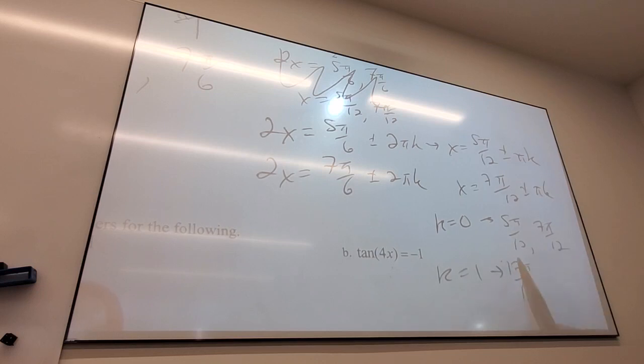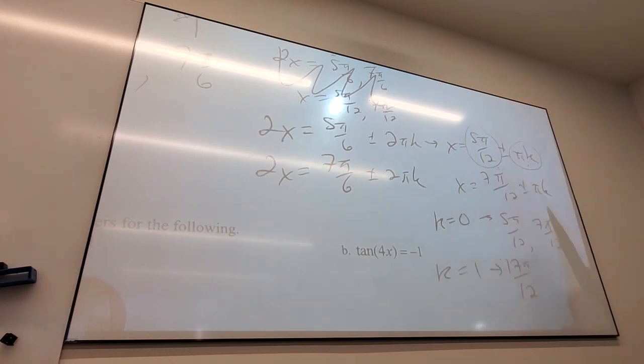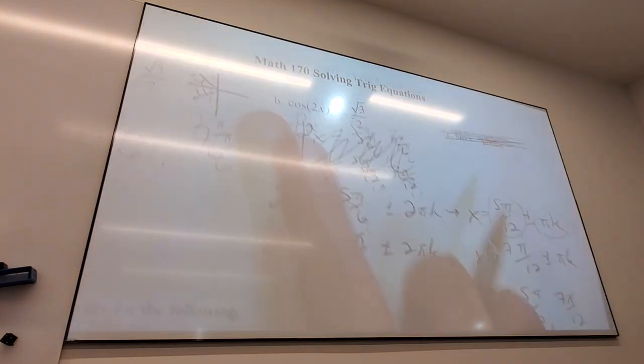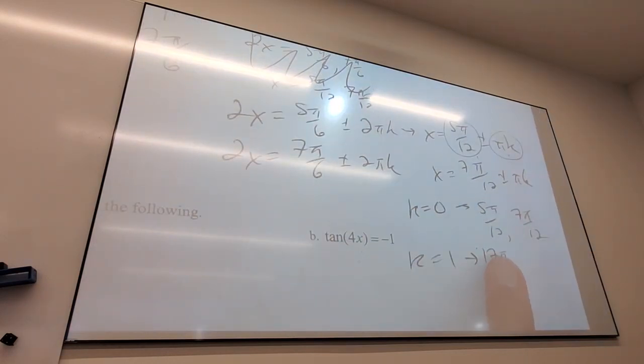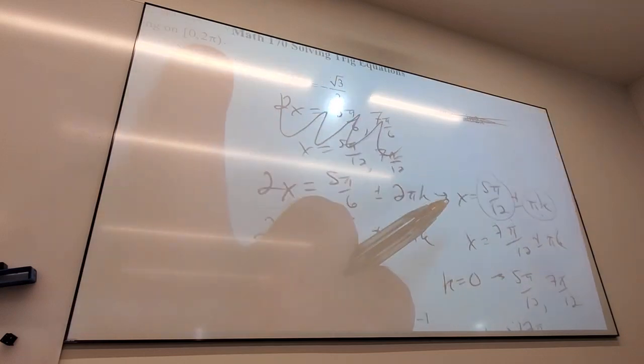First question, does everybody understand what I'm doing? I really just added one of these on top of this. Is that still between 0 and 2 pi? Yeah. What would 2 pi be? It would be what over 12? 24 pi over 12. That would be 2 pi. So isn't 17 pi over 12 still inside here?